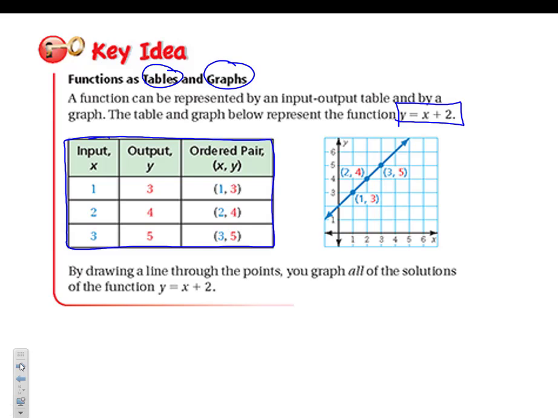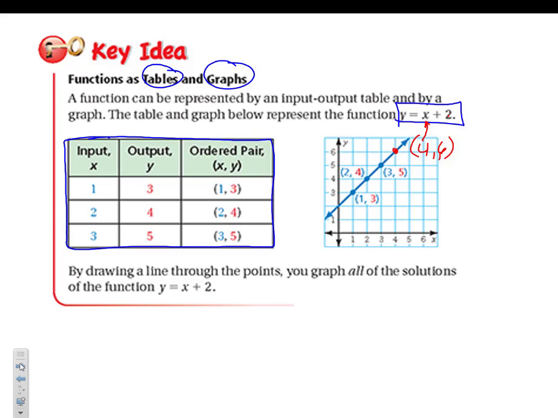And now we can recognize that when we represent it on a graph, I can go to another point on the graph, say right here. That ordered pair is 4, 6. If I put in a 4 for x, 4 plus 2 is in fact 6. So when we represent using a graph, we actually draw a line which will represent all the solutions to that function when we evaluate that function. That we just did a moment ago, evaluating the function.